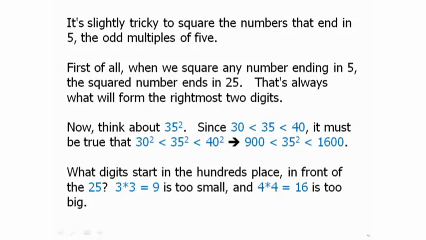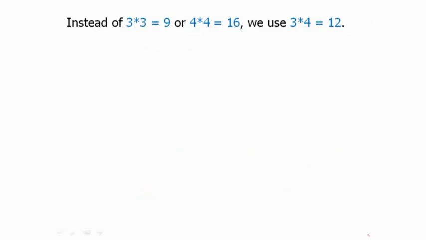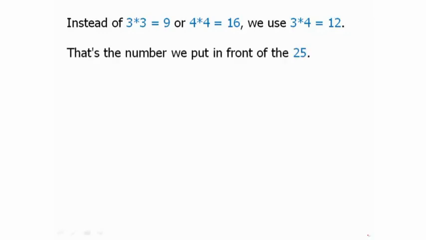So think about the digits. What digits are in the hundred place in front of the 25? Well, 3 times 3 is 9, that's too small. 4 times 4 is 16, that's too big. Instead of 3 times 3 or 4 times 4, we're going to use 3 times 4, which of course is going to have to be between 3 times 3 and 4 times 4. That's the number we put in front of 25. So what we get is 35 squared is 1225, and that's the answer.